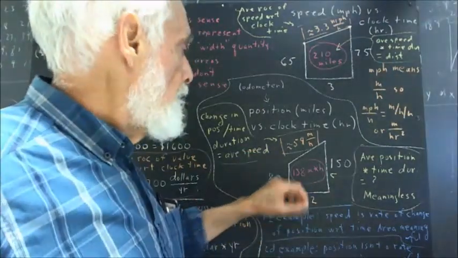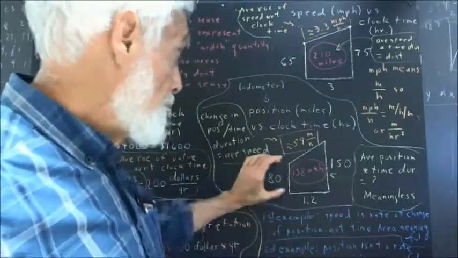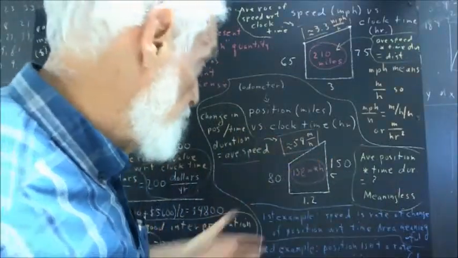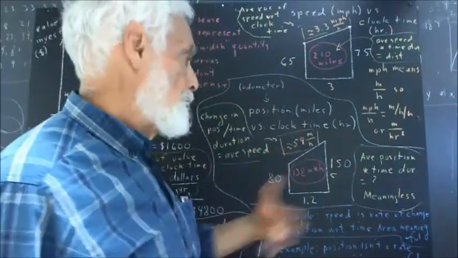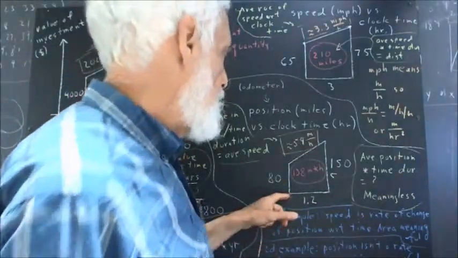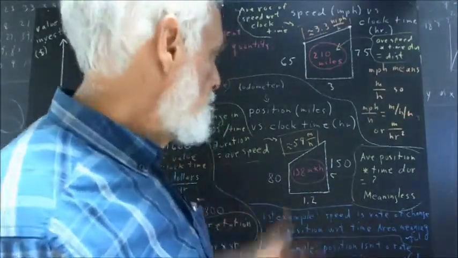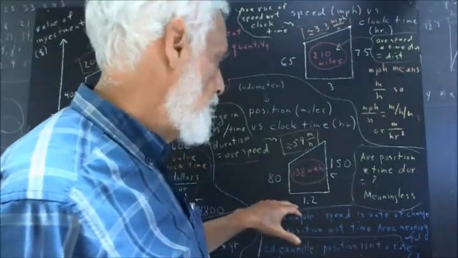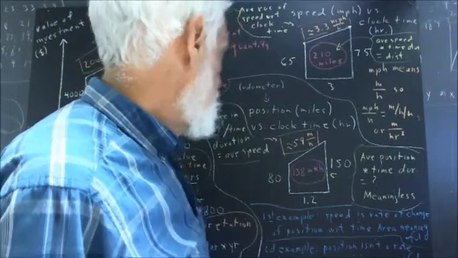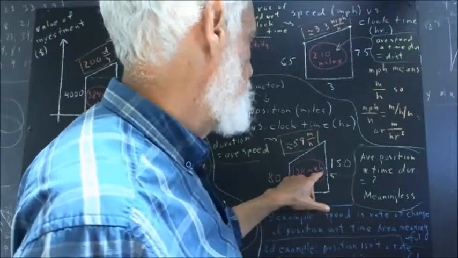Now, if we take the average of the two altitudes, we get 115 miles, 80 miles, 150 miles, 115 miles. 115 miles makes perfect sense. That's where we are in the middle of our trip as measured with respect to distance. But then we multiply that by the 1.2 hours. 115 miles multiplied by 1.2 hours, you can do that in your head, comes out 138 miles times hours. So our average position multiplied by our time duration is 138 miles times hours.